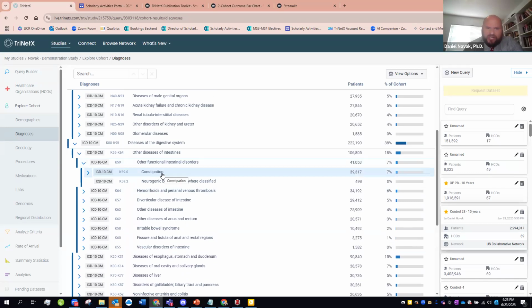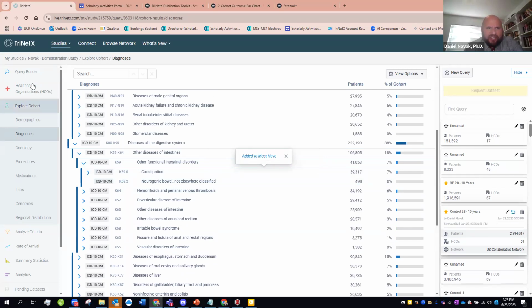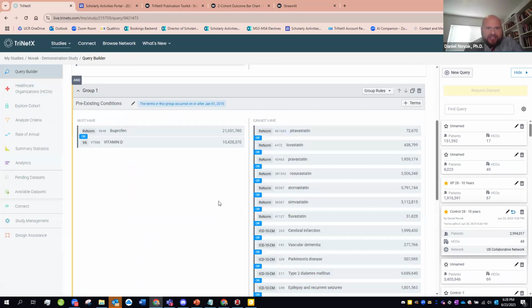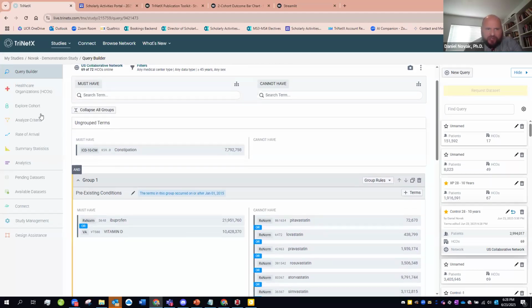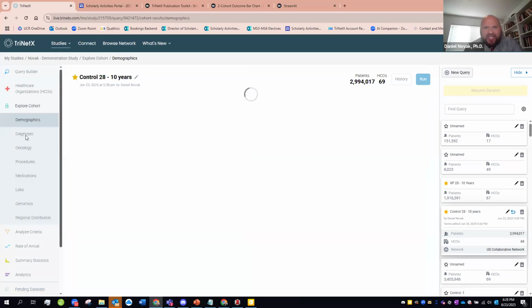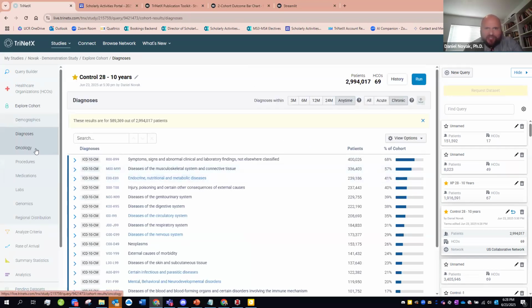You can, for example, constipation, I guess kind of makes sense. By clicking on the item here, you can add this to your cohort directly. You can say add to must have or add to cannot have, and that'll allow you to really easily jump back and see it in your cohort here. So you don't have to go and memorize that ICD-10 code and go add it to your cohort finder. It just can get added straight away from this view.